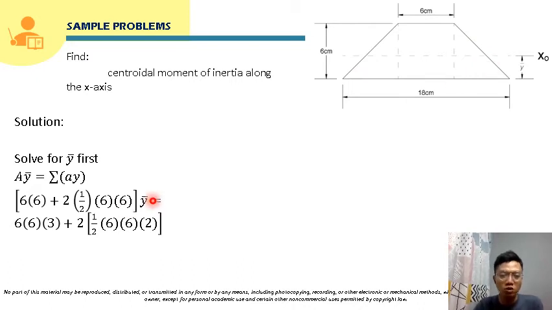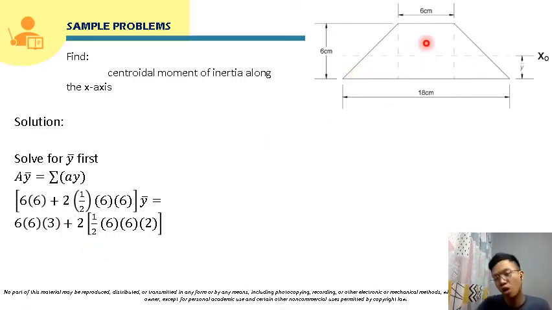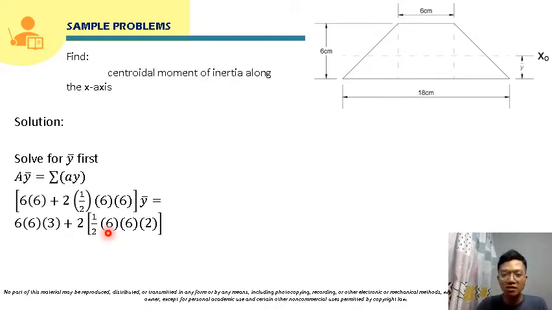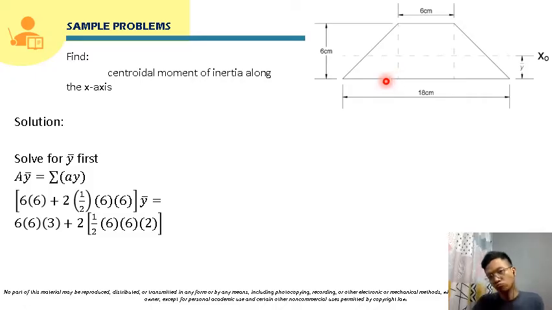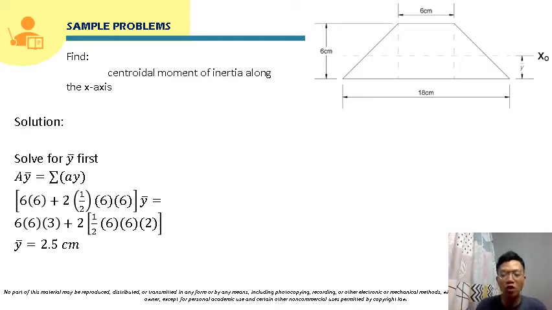Now, times y bar is equal to, we solve first for the Ay of the square. For this square, its area is 6 times 6, and its y coordinate from the reference axis, which is the base, will just be half of 6, so that is 3, plus the Ay of the two triangles. We can just multiply by 2 and consider just one triangle. Its area is 1/2 times 6 times 6, and its y coordinate from the base is 1/3 of 6, which is 2. Solving for y bar, this will be 2.5 centimeters. So the location of our x-centroidal axis here is 2.5 centimeters from the base.